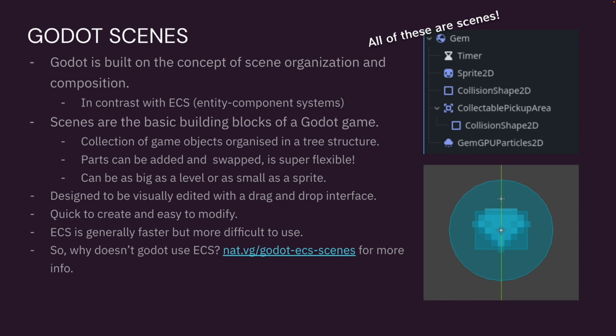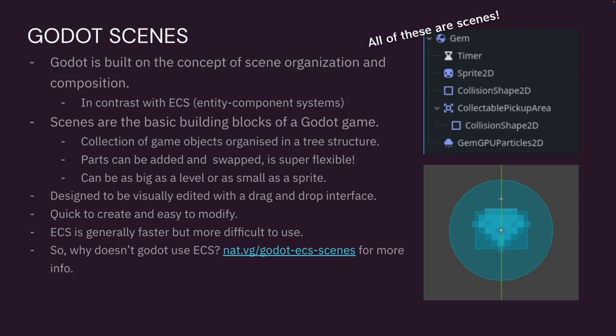Godot is built on the concept of scene organization and composition, in contrast with ECS, which is entity component systems, which a lot of other game engines use. Scenes are the basic building blocks of a Godot game. You can see there's a gem scene, timer scene, and sprite 2D scene, as you can see in the top right here. Parts can be added and swapped, and it's super flexible. It can be as big as a level or as small as a sprite.